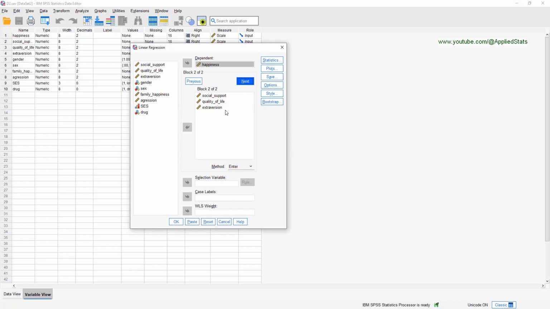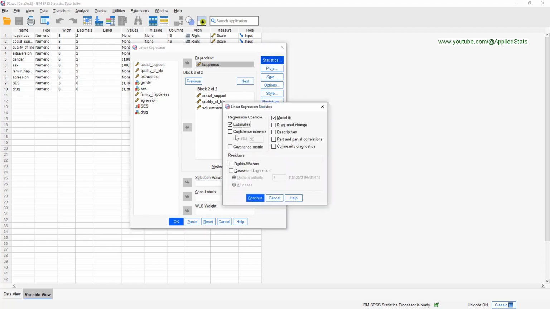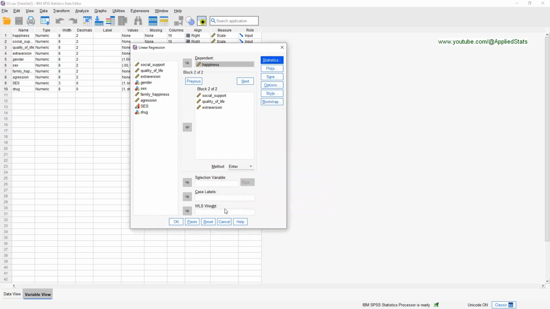This is just a practice data set. It's not a real data set. So we cannot learn anything based on the results. We are just demonstrating how to run a hierarchical regression analysis. Go to Statistics and take confidence intervals and collinearity diagnostics. Also, we need to look at R-squared change. Now we can click OK and get the results.